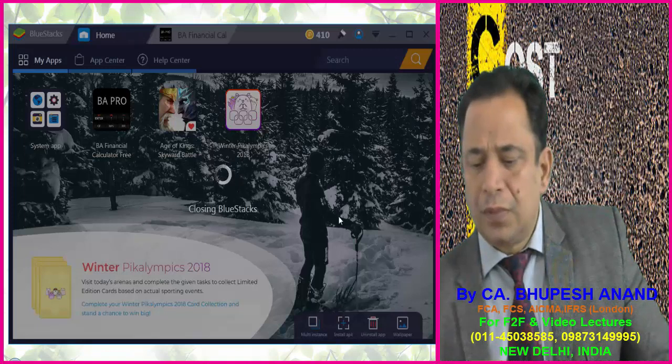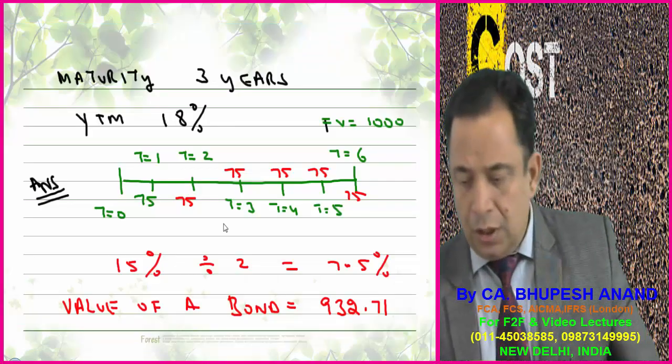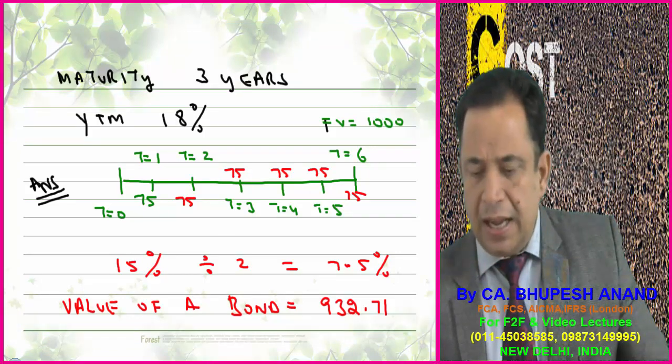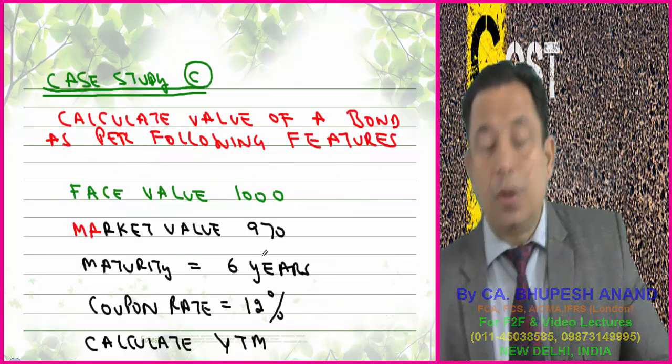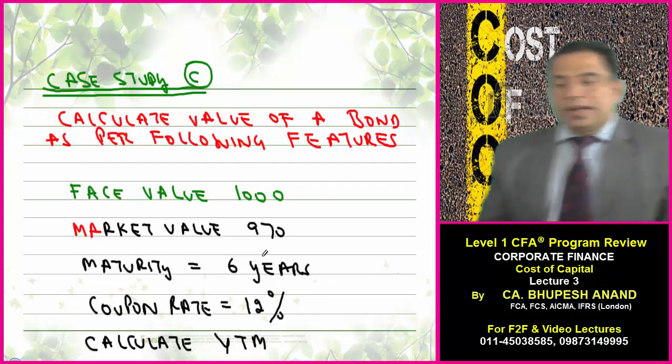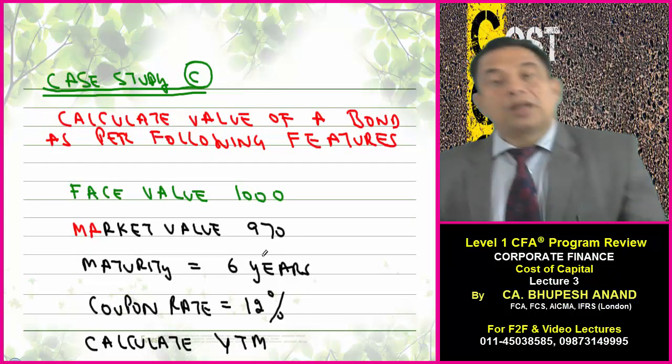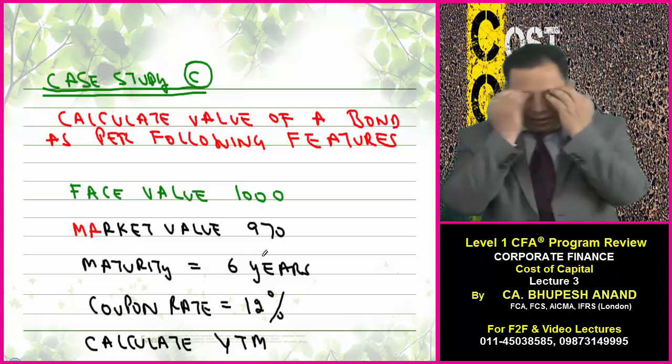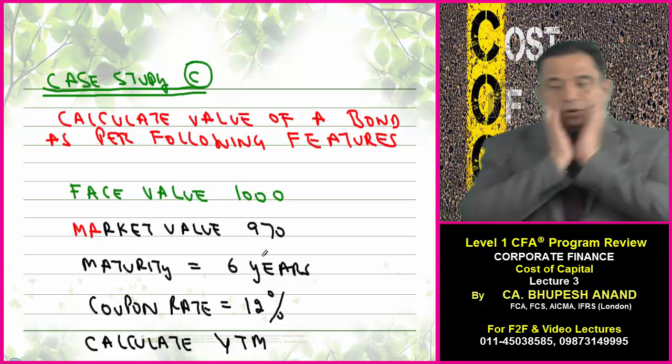I have already told you the steps with the help of a calculator. So let's start with that. Case study number B I have covered. Now I will be doing case study number C. Calculate value of a bond as per following features.